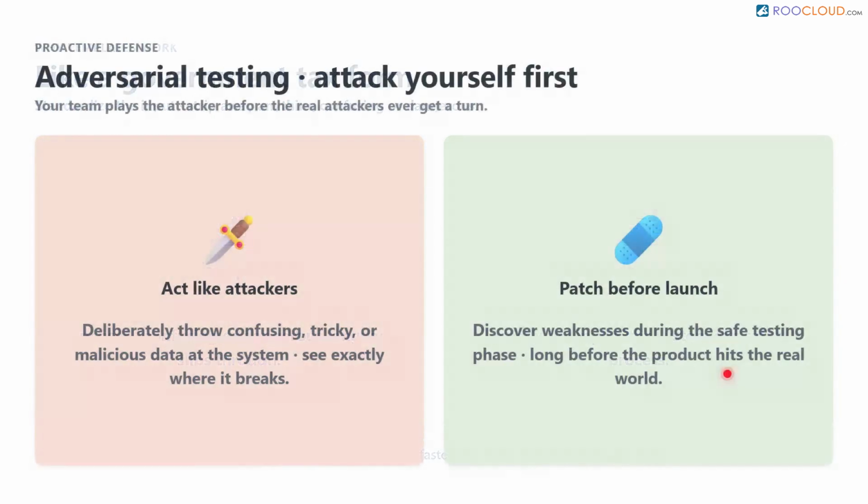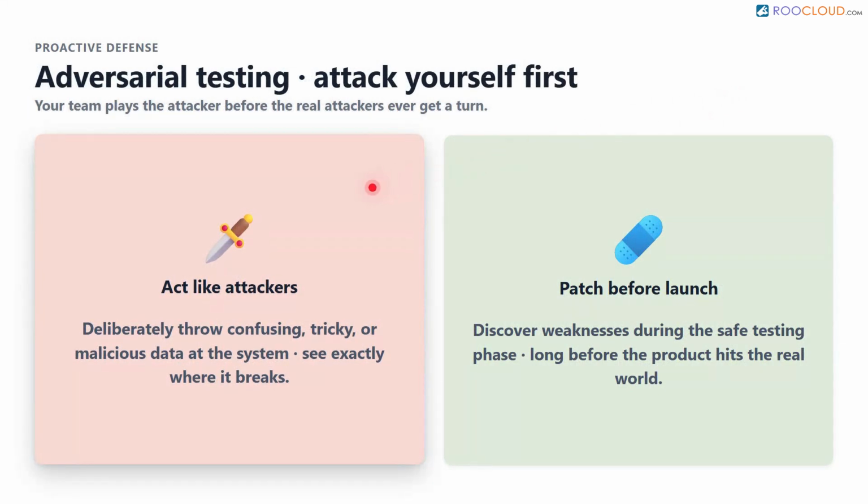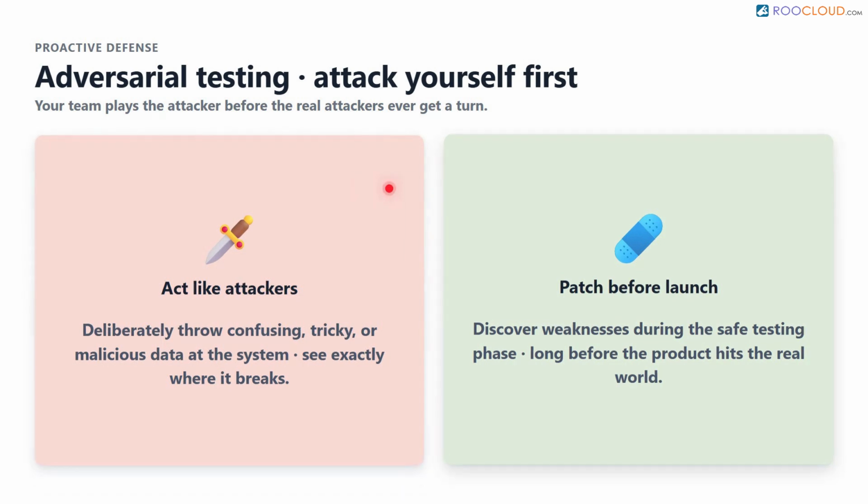Before looking at internal defenses, we must briefly mention adversarial testing. This is a proactive security measure where your own team deliberately acts like attackers. They actively throw confusing, tricky, or malicious data at the system to see exactly where it breaks. By discovering how the system gets confused during the safe testing phase, engineers can patch the weaknesses long before the product is released to the real world.